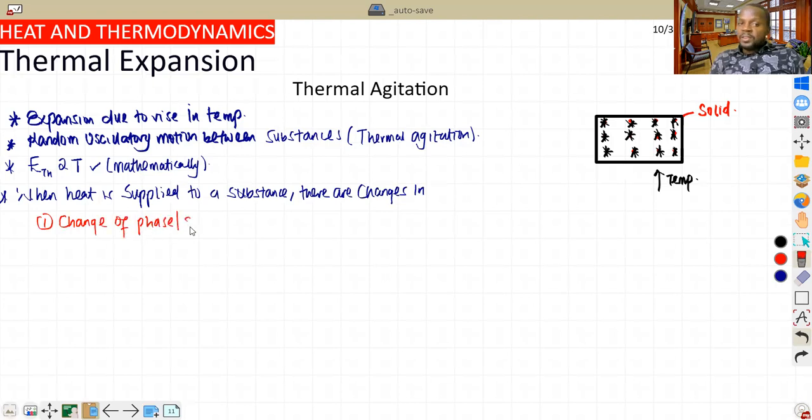Or basically you say change of state. That is, solid can turn to liquid, and liquid can turn to gases, that is change of state. And the second one, which we also need to keep in mind, is a rise or a change in temperature. These two phenomena occur when heat is supplied to a particular source.